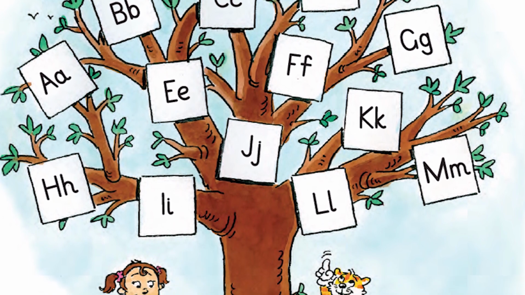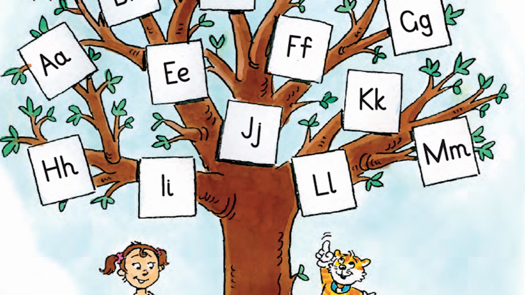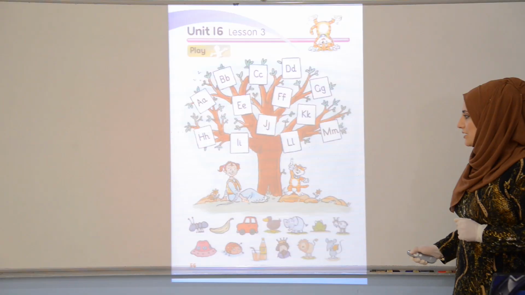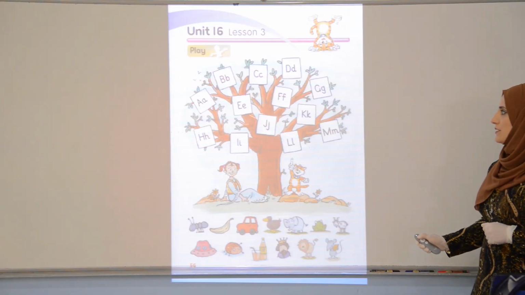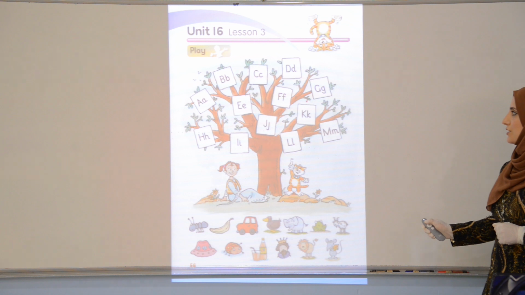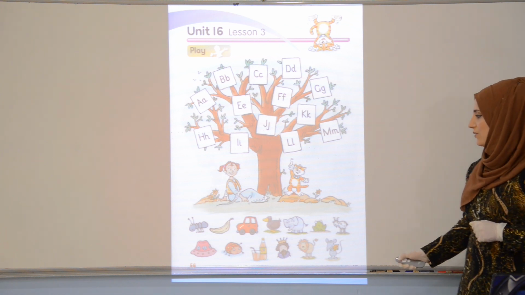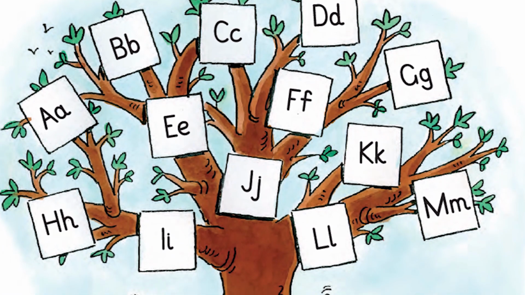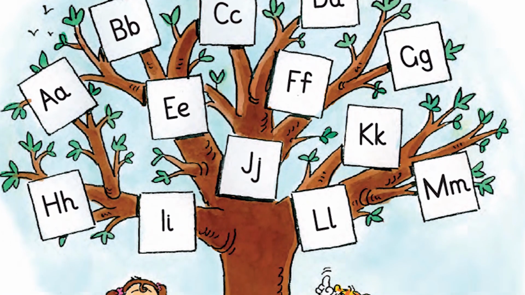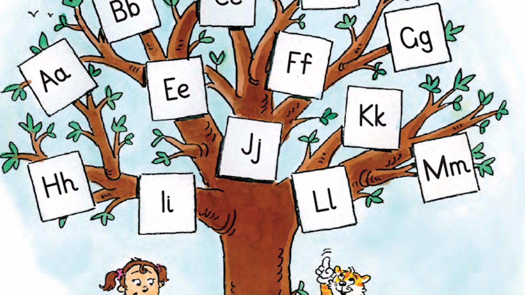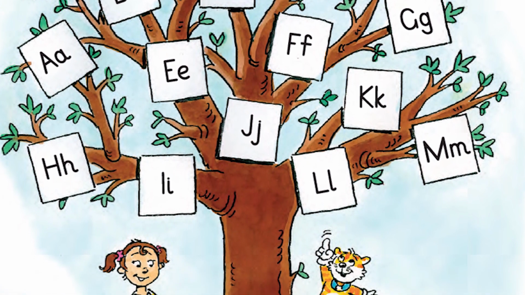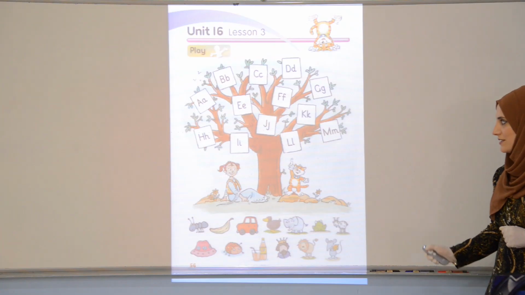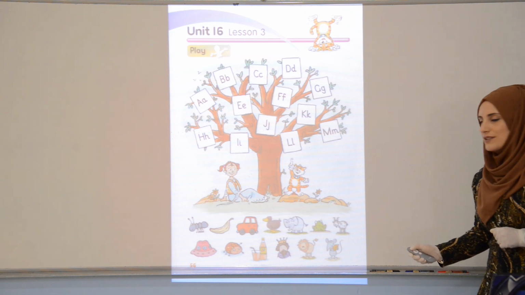Okay, student. Unit 16, lesson 3. Now we have play. Okay, student, look at this picture. Look at Avin and Kitty. They are sitting under this tree, and we have the alphabets hanging on the tree. And also we have all of the pictures, okay, student? Now, what is this game? For example, Kitty says, L for lion. We have to find the pictures that start with these letters, okay, student?